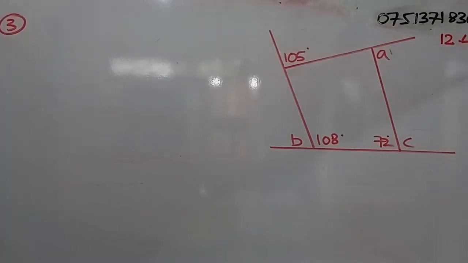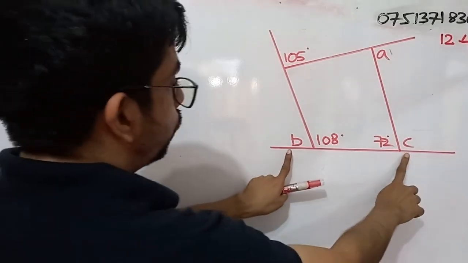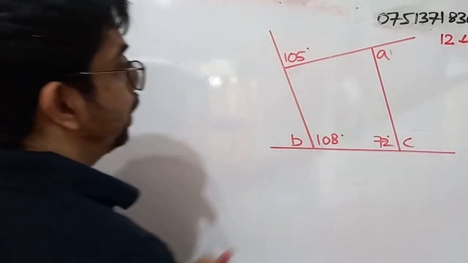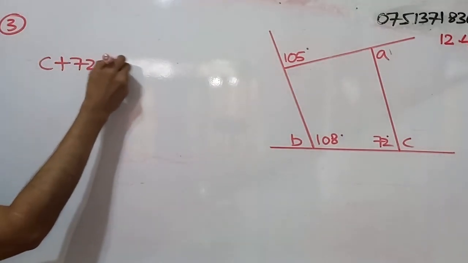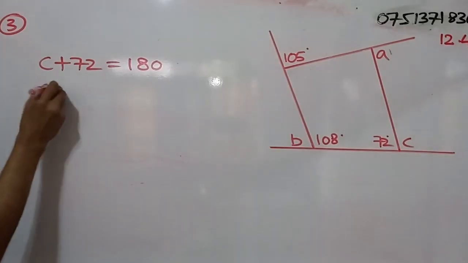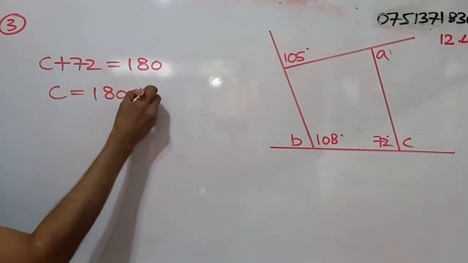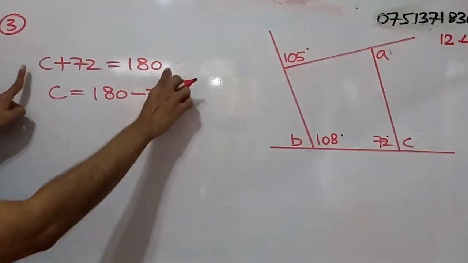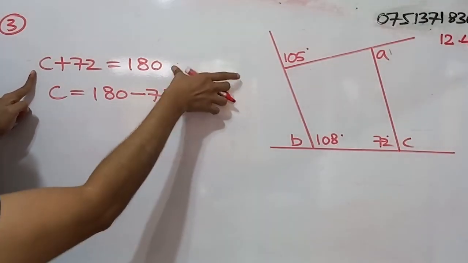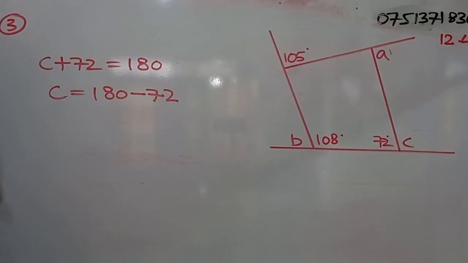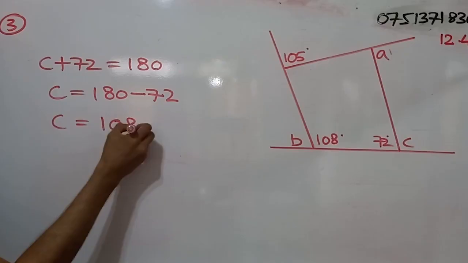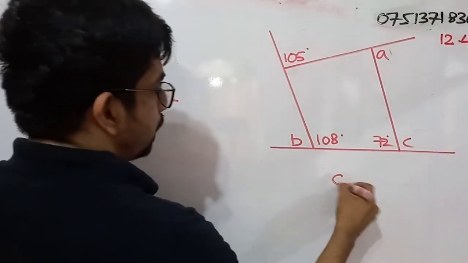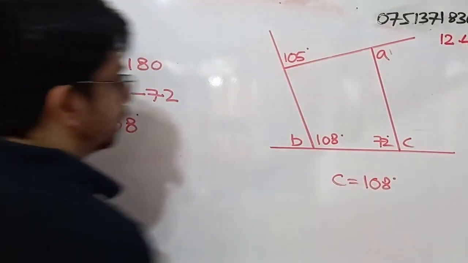Right. Here also we can calculate the magnitude of these two angles very easily. So we can write C plus 72 equals 180 degrees. So C is equal to 180 minus 72. Now you must understand this, right? And you have to write the reason as well. So the value of C is 108 degrees.